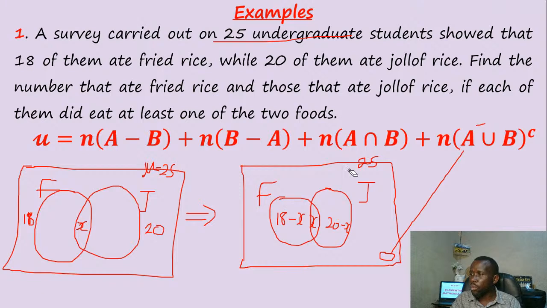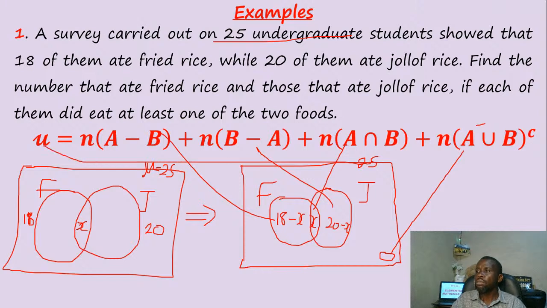A union B, sorry, A intersection B is this one. This one is this one, and this one is this one. Can you see how we have figured it out? From there, we can then do our calculation. And my 25 here is this one also. From there, we'll figure it out. If you don't do that, you might quickly not get it. I'd still like you to start all over again.